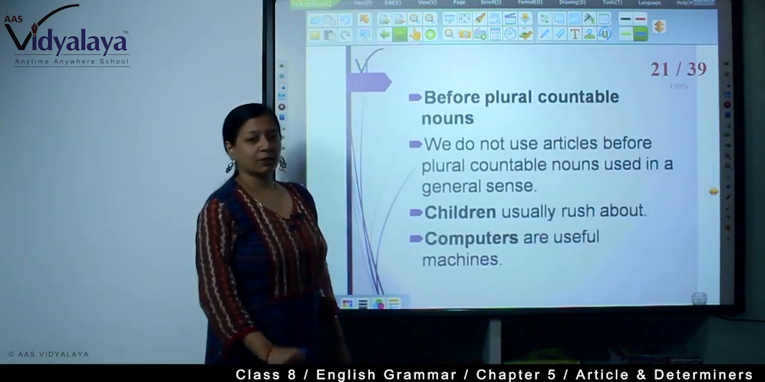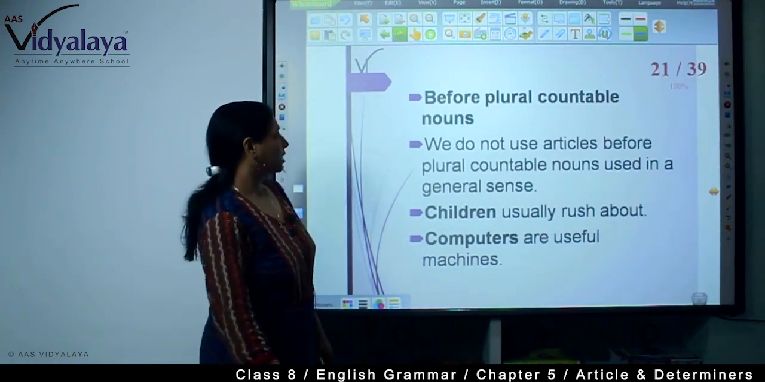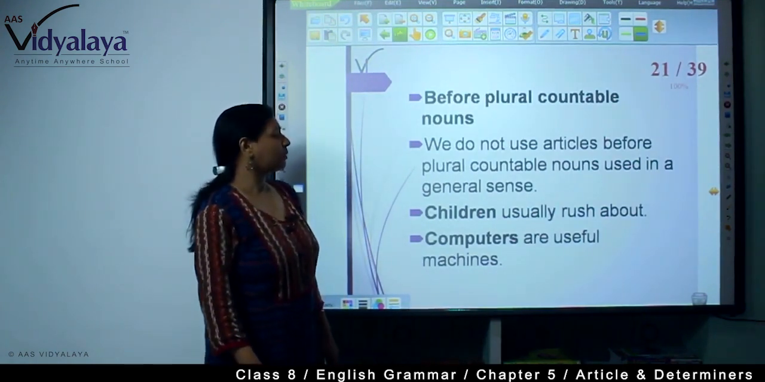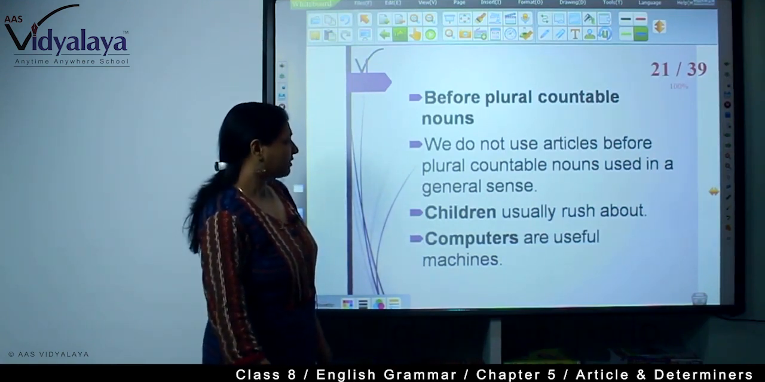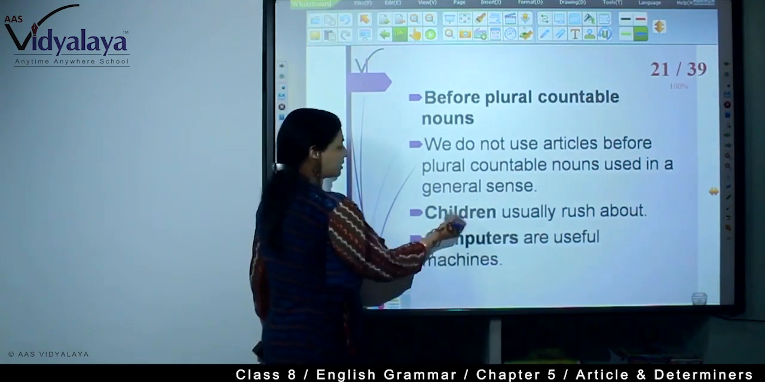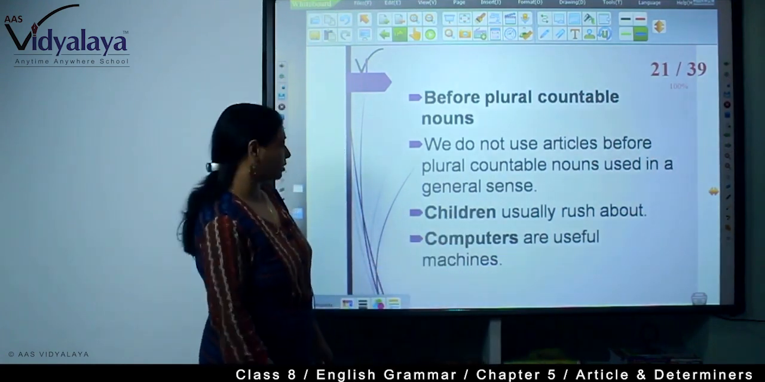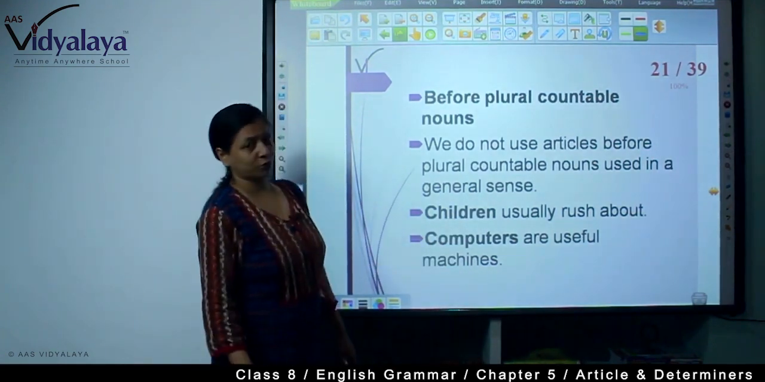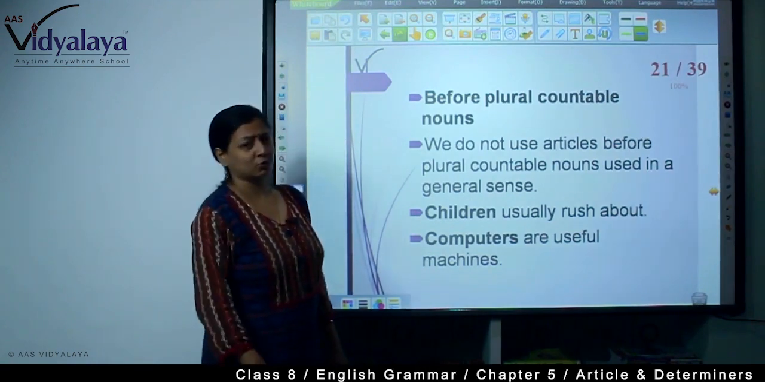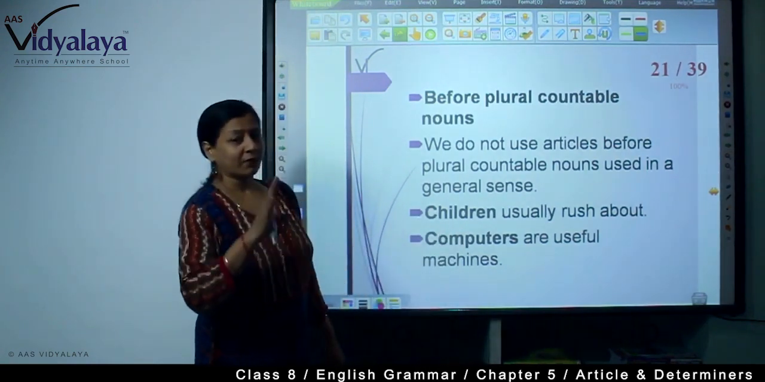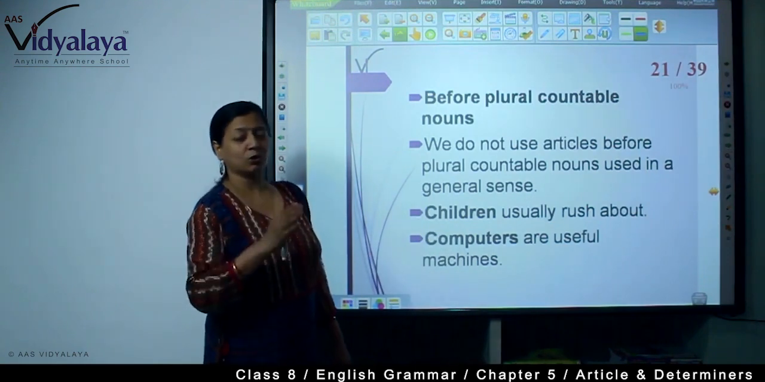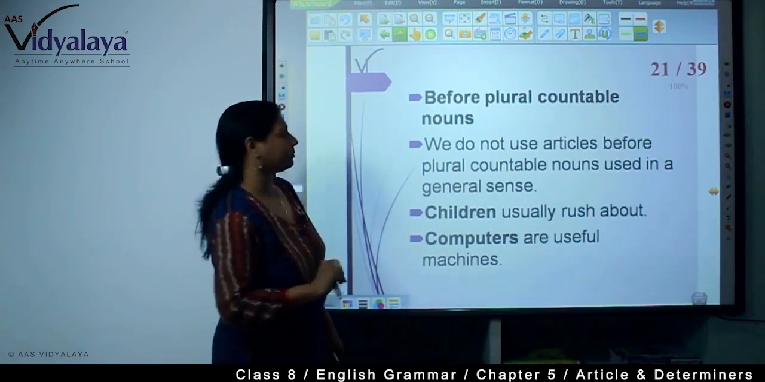Do not use articles before plural countable nouns used in a general sense. Children usually rush about. Computers are useful machines. So, if plural countable nouns are used in a general sense, we don't use any article.